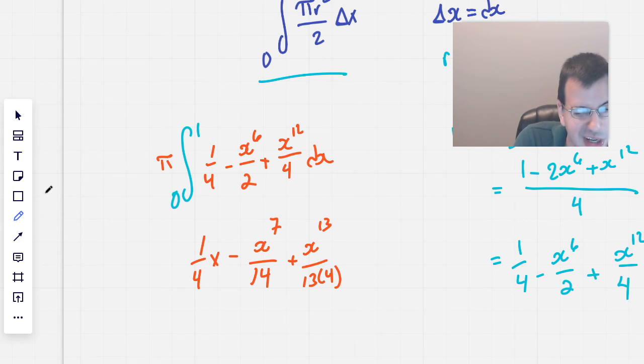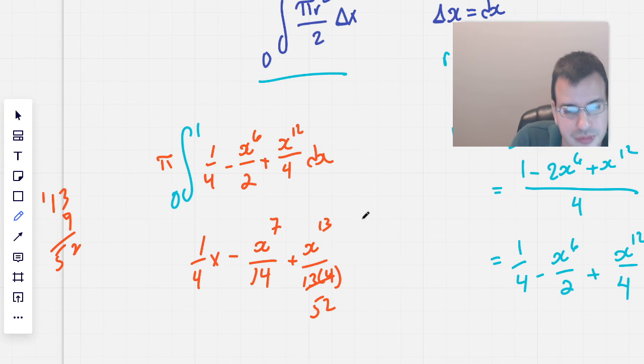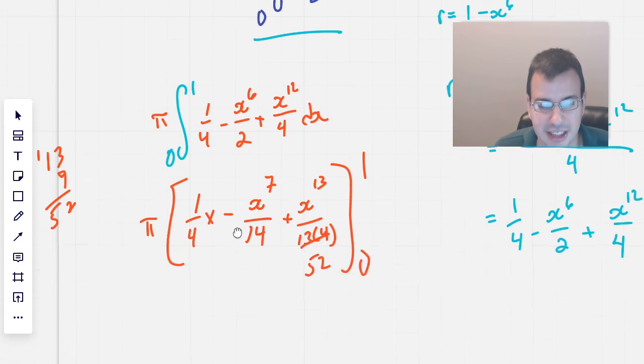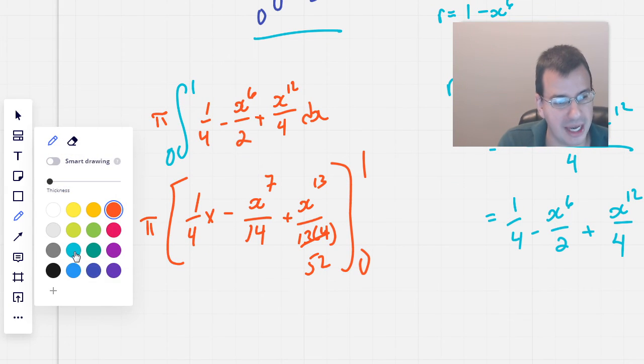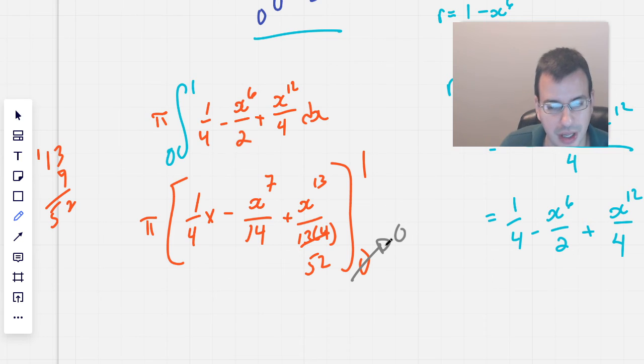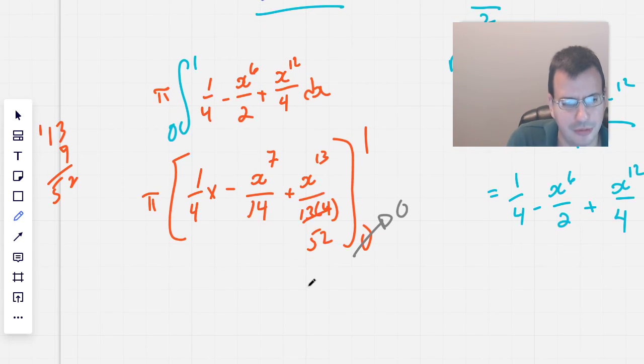13 times 4, is that 42? I think it's 42. 12, carry the 1, 4, 52. Oh yeah, like a deck of cards. 52. And then multiply everything by pi. And we're going to evaluate this from 0 to 1. Everything has an x in it. So the 0, when we plug that in, 0 will just go away. I know I just crossed out the 0 to write a 0. You understand what I'm going for.